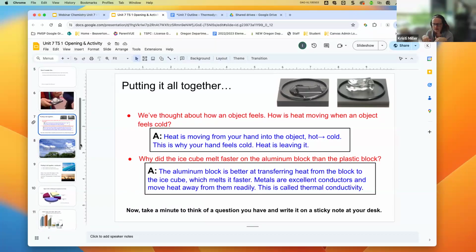So after all of that discussion and having the opportunity to check in with your elbow partner about it, we populate this together. We come up with the answers together. And then here's the important part. At the very bottom, now take a minute to think of a question you have, write it on a sticky note, and put that sticky note on your desk. What are you wondering about right now?